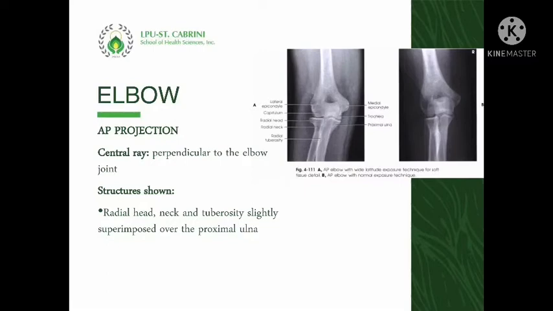This projection demonstrates the radial head, neck, and tuberosity slightly superimposed over the proximal ulna.